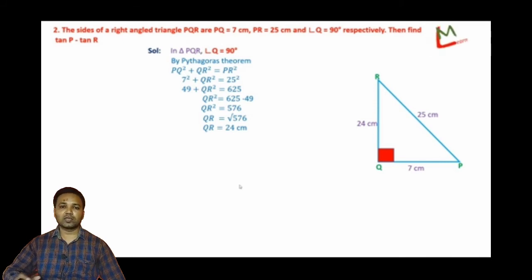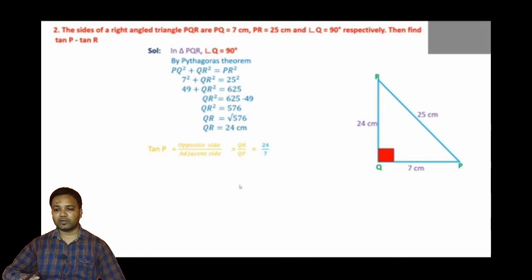Now we got all three sides of the right angle triangle. So what is tan theta? Tan theta is nothing but a comparison of the opposite side to the adjacent side. What is the opposite side of angle P? It is RQ. The adjacent side of angle P is PQ. And with respect to angle R, the opposite side is PQ and the adjacent side is QR. So I am just going to find the respective ratios separately. So tan P equals opposite side by adjacent side, which is QR by QP. So that is equal to 24 by 7.